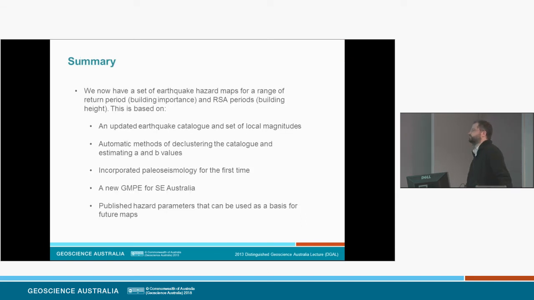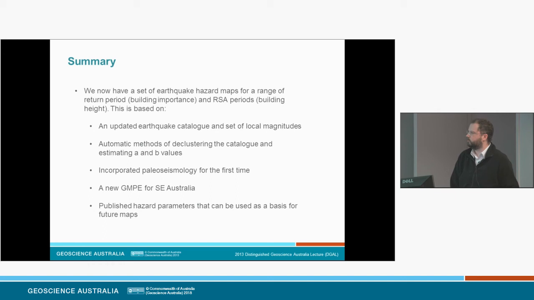So in summary, we've gone from one map without any particular details about how it's put together to a range of different maps covering all sorts of different buildings, from more important to less important, from tall to short. We've completely updated the earthquake catalogue, added another 15,000 events to what's in the online catalogue. We revised pretty much, very simply anyway, every magnitude in there to get a more consistent magnitude scale for all the earthquakes.